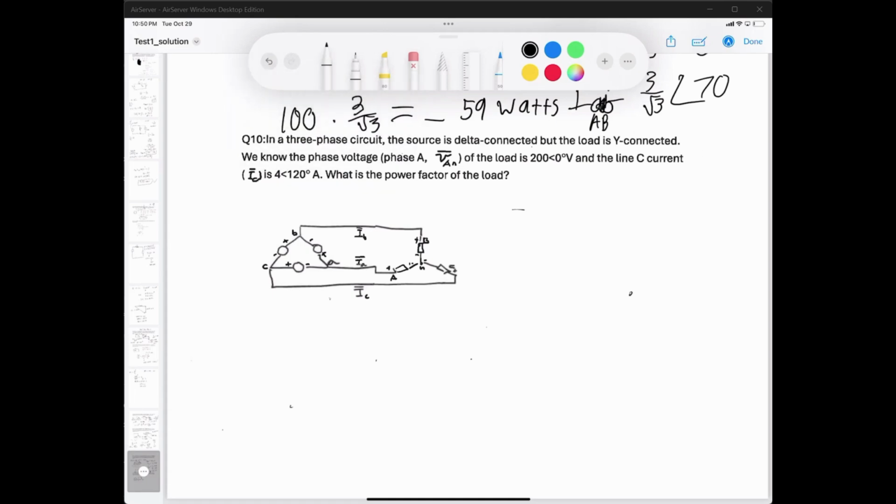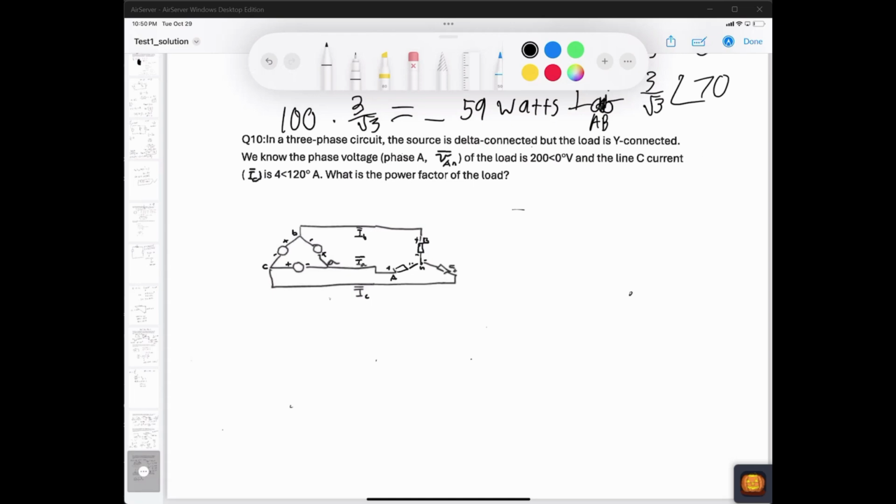Okay, in a three-phase circuit, the source is delta connected, but the load is Y connected. We know that the phase voltage, phase A to N, of the load is 200 volts, and the line current is with a phase of 120. What is the power factor of the load?